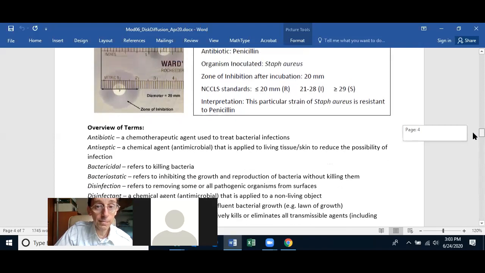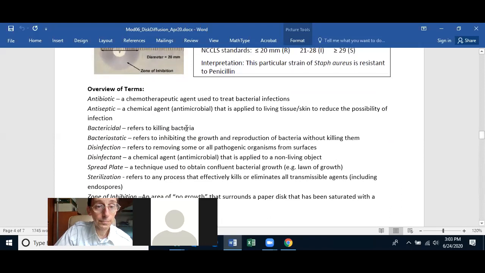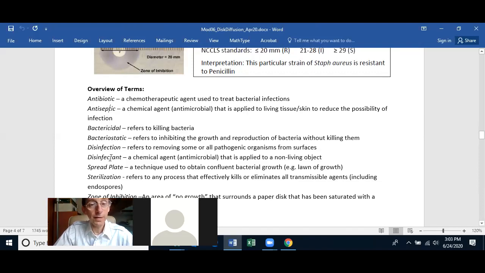All right, know the terms here. Antibiotic: a chemotherapeutic agent used to treat bacterial infections. We already talked about antiseptic, bactericidal, bacteriostatic, and disinfectant. Disinfection is the removal of some or all pathogenic organisms from a surface. Like when you disinfect your toilet, you're undergoing disinfection, and it may not remove all organisms. Disinfectants, no matter how strong they are, often do not kill endospores.